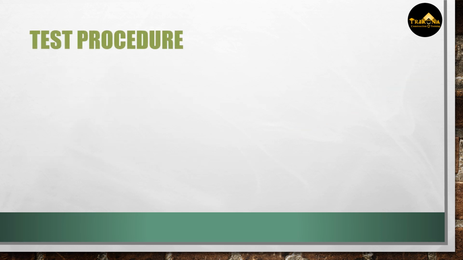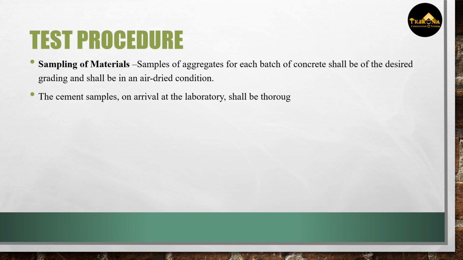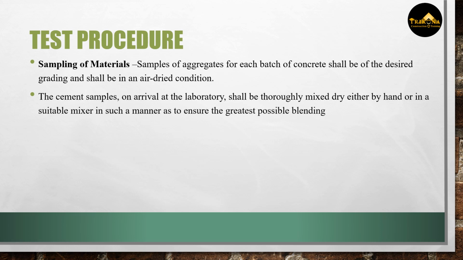Test procedure. Sampling of materials. Samples of aggregates for each batch of concrete shall be of the desired grading and shall be in an air-dried condition. The cement samples, on arrival at the laboratory, shall be thoroughly mixed dry, either by hand or in a suitable mixer, in such a manner as to ensure the greatest possible blending and uniformity in the material.